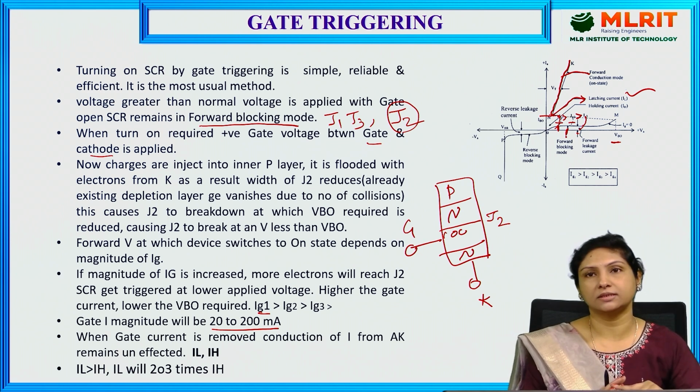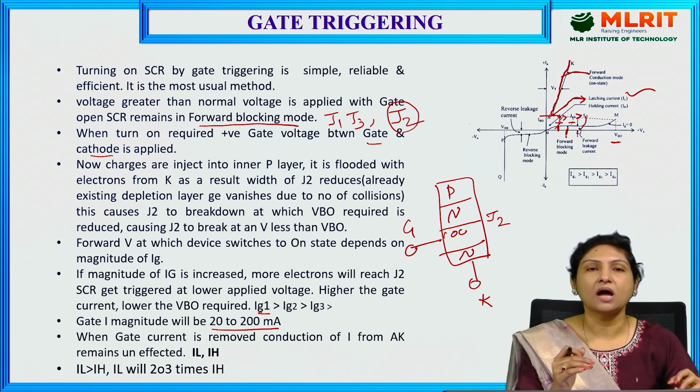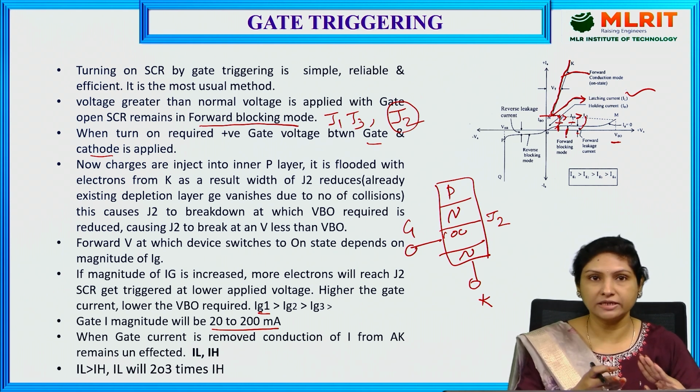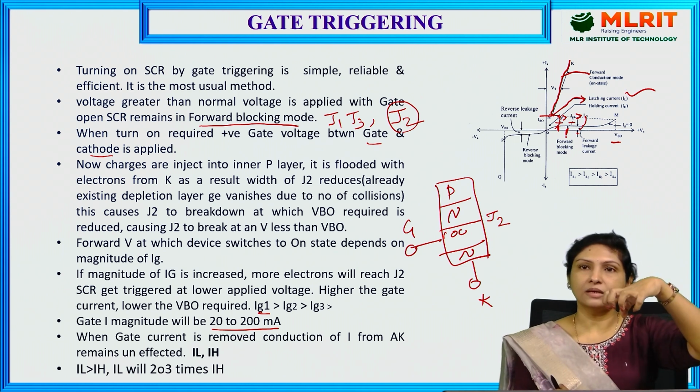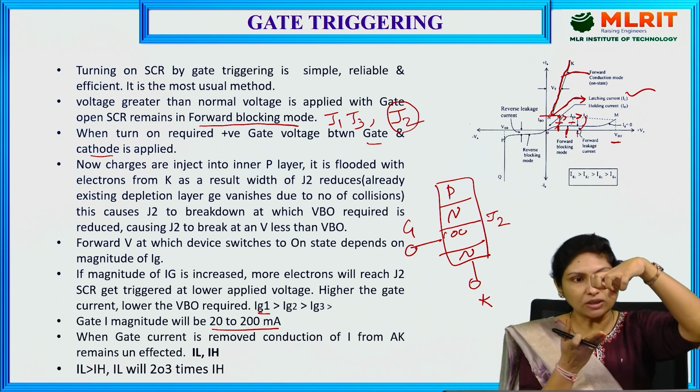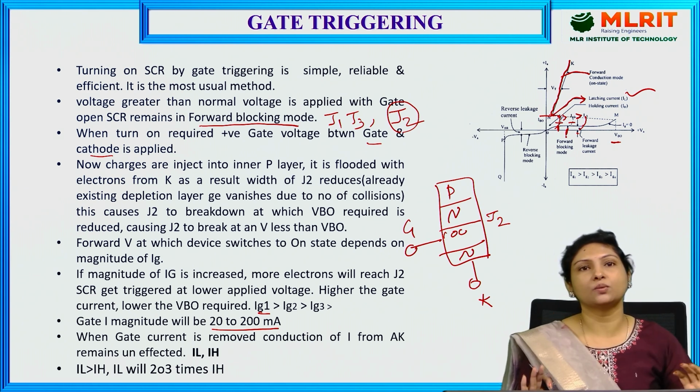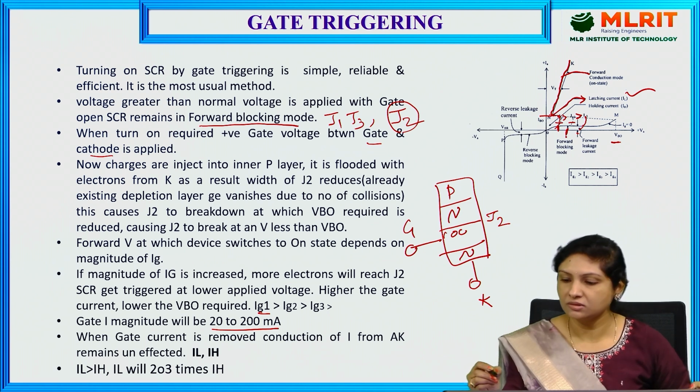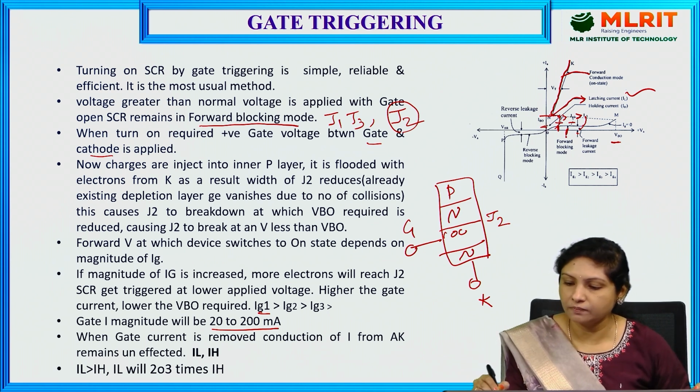And how to bring the thyristor into the off state: holding current is the minimum value of the current to keep the thyristor in the on state, below which the thyristor will be in the off state. So this is the holding current.